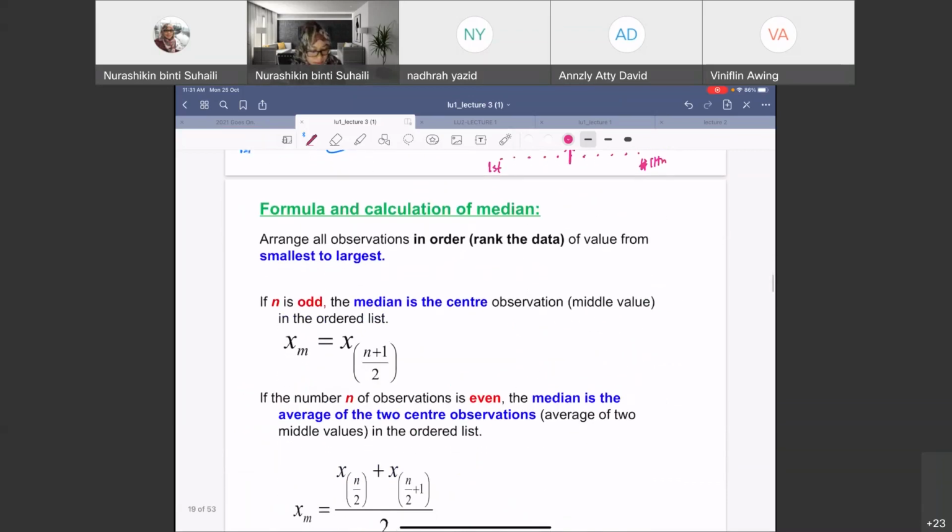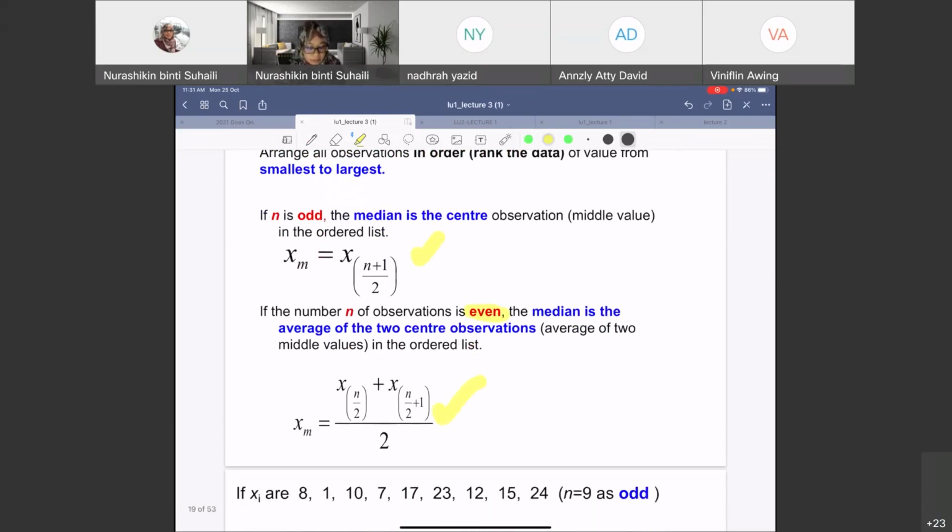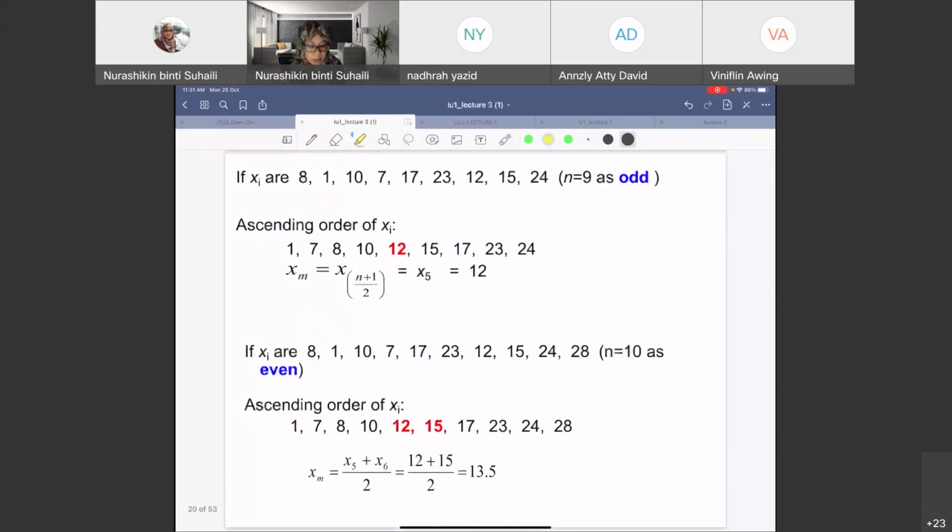Okay. So yeah, this is what is meant here. For the odd, it is this one. When the n is even, you have to find the average of the values in the middle. Okay, so that will give you the median value.